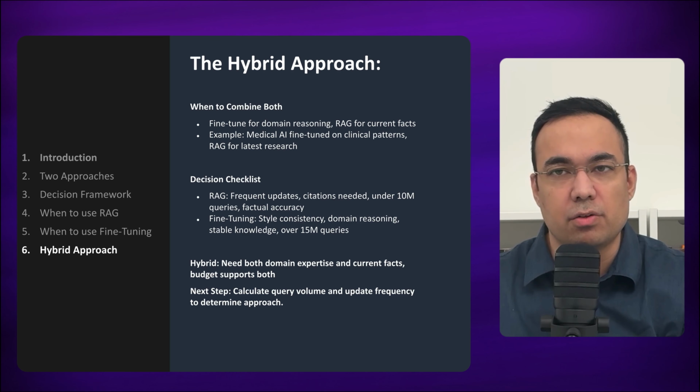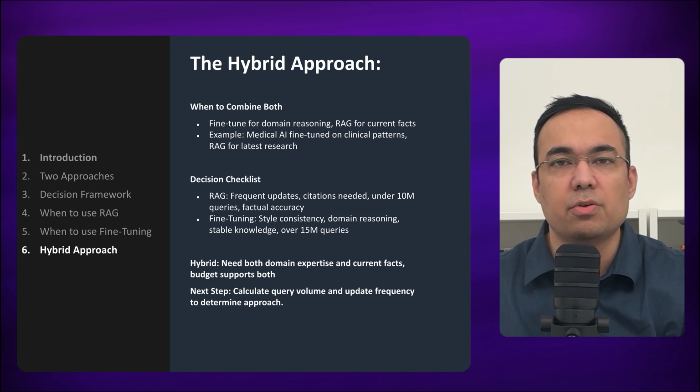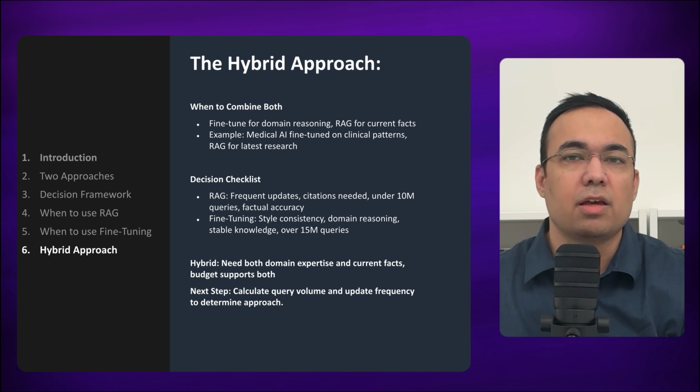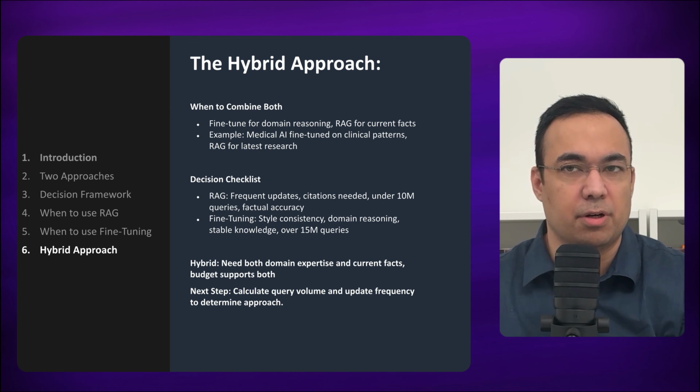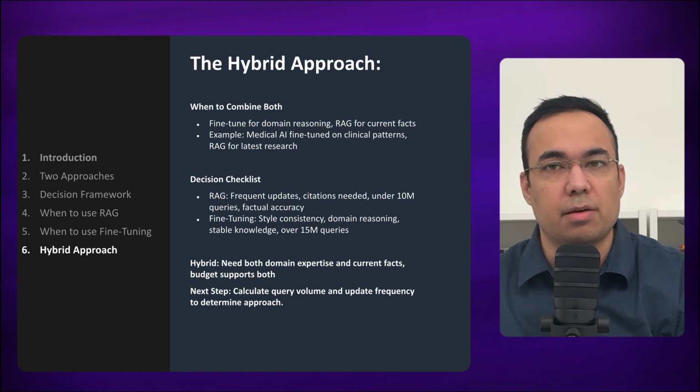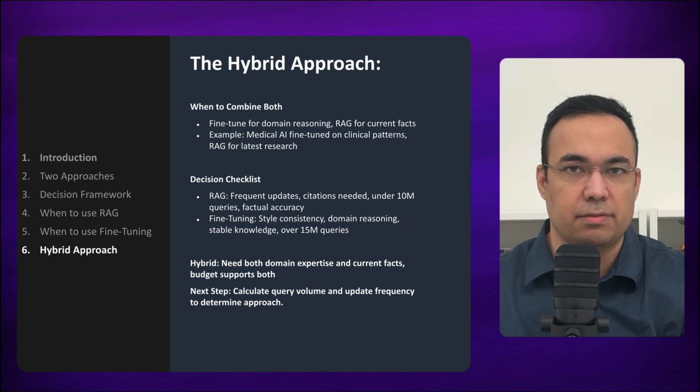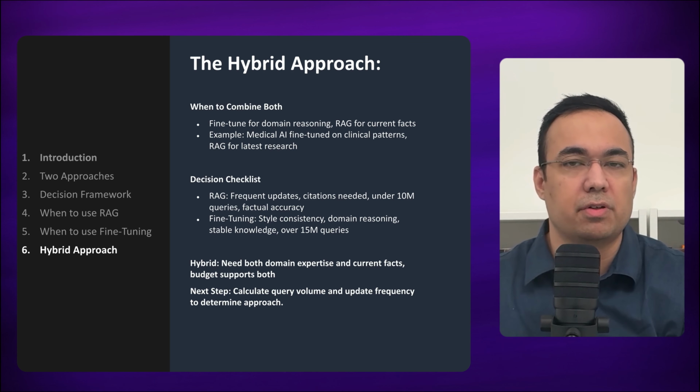So if you're serving millions of queries and your knowledge is stable, fine-tuning likely will make more economic sense. If you're serving fewer queries or your knowledge updates constantly, then RAG is probably the better path. And if you're in a complex domain where you need both reasoning patterns and current facts, the hybrid approach might justify the additional complexity. So that covers the decision framework for choosing between RAG and fine-tuning.